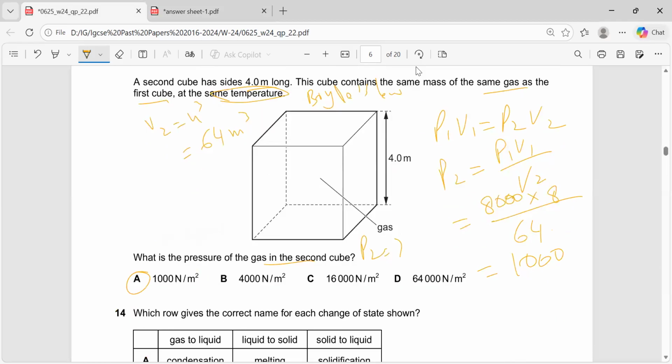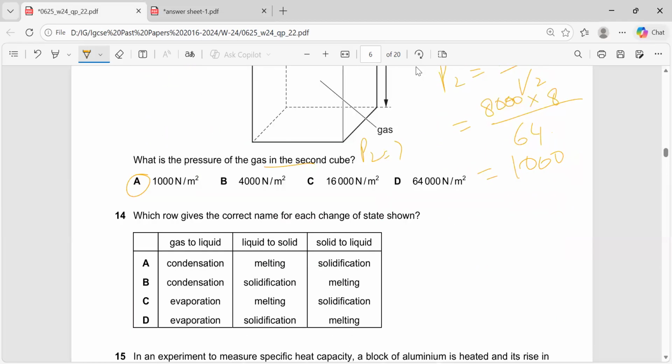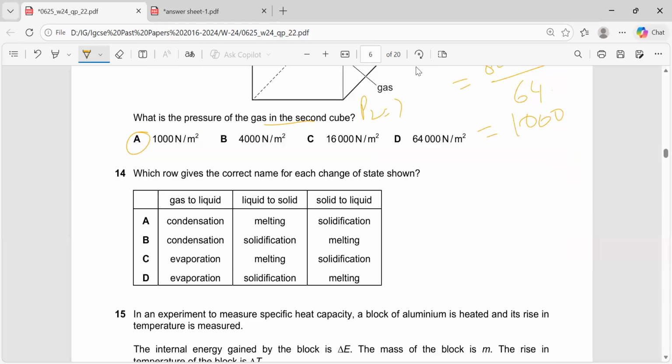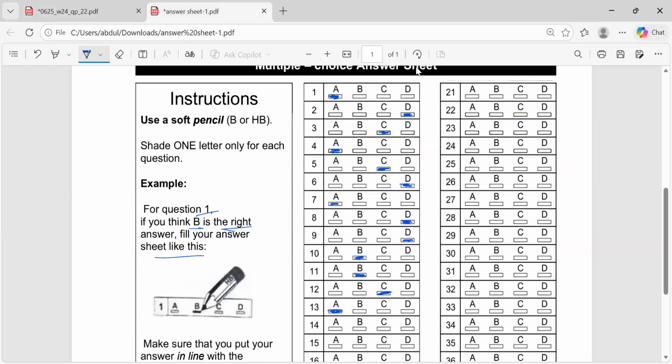Now question number 14. Which row gives the correct name for each change of the state shown? Gas to liquid, condensation. So kick out C and D. Liquid to solid, solidification. Solid to liquid, melting. Directly answer is B. 14 is B.